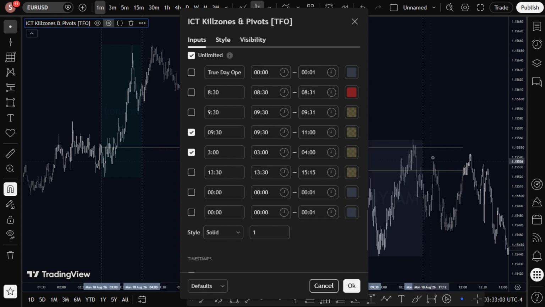This yellow line you see here. Then 3 o'clock to 4. That is for London, if you trade during London. The other one is the PM. I don't trade during the PM, so that's why I'm not using that. So I will only concentrate on the London and the New York AM.